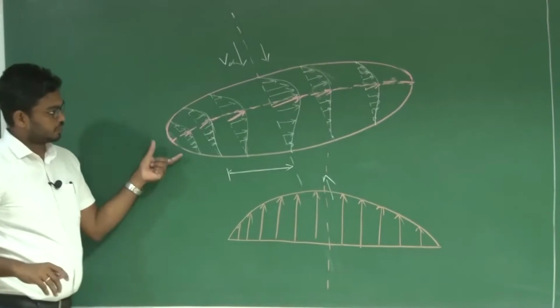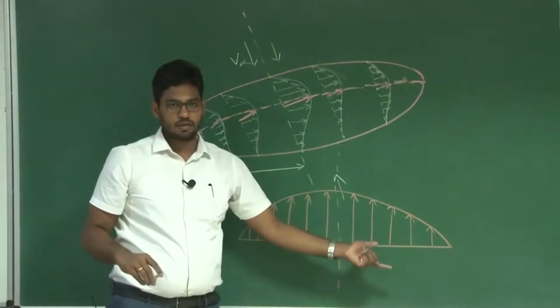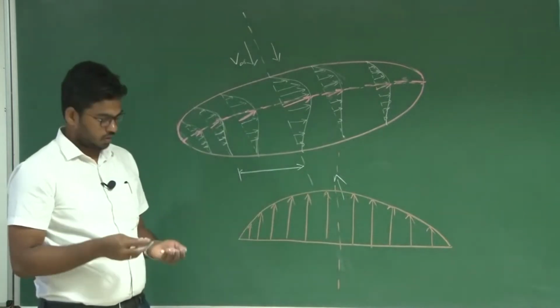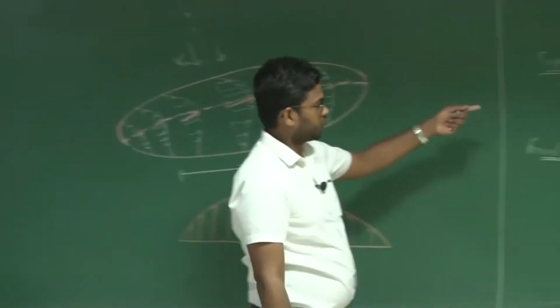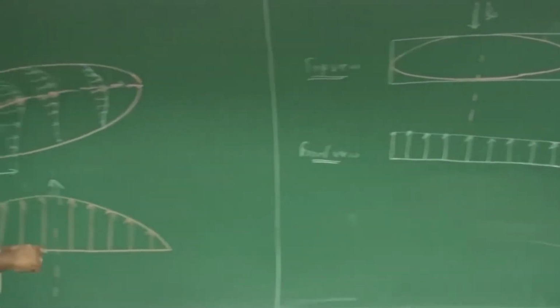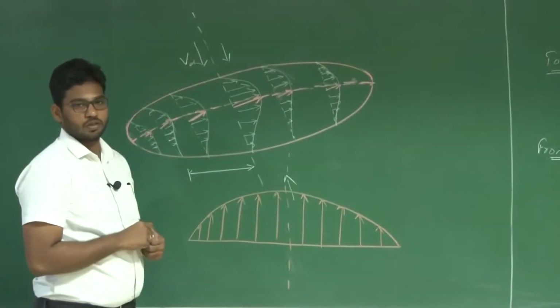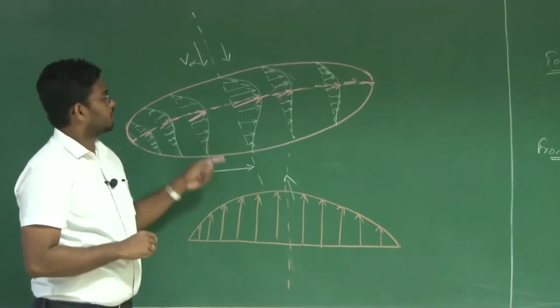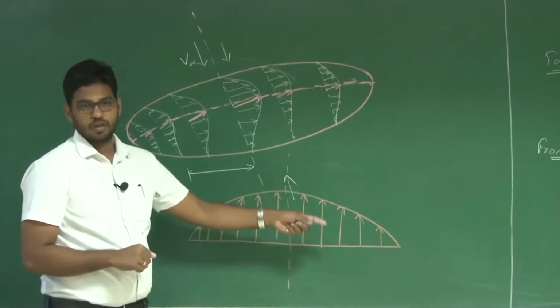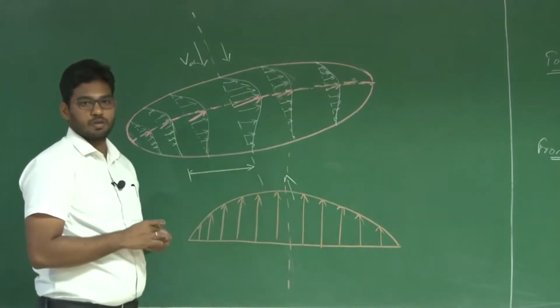Now, for an elliptic wing, it looks like an elliptic lift distribution, right? So, for a rectangular wing, it looks like a rectangular lift distribution, right? So, what do you infer from here? The planform geometry plays a key role in deciding the lift distribution over the span, right?